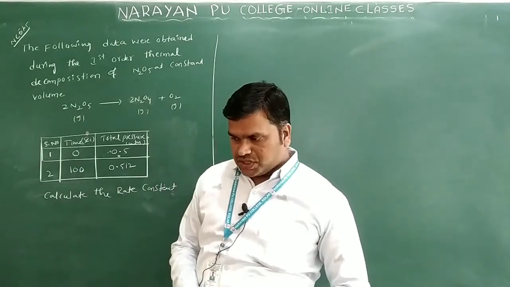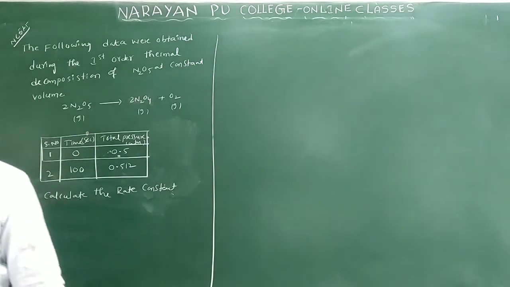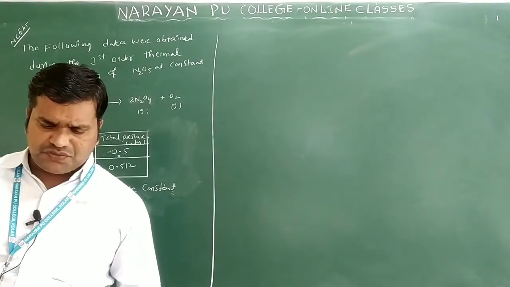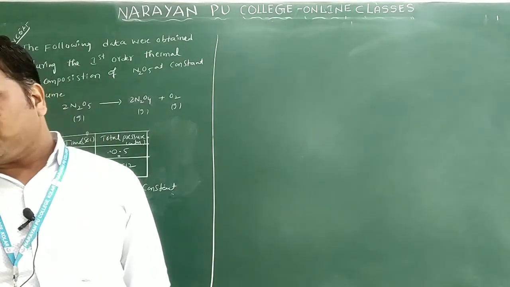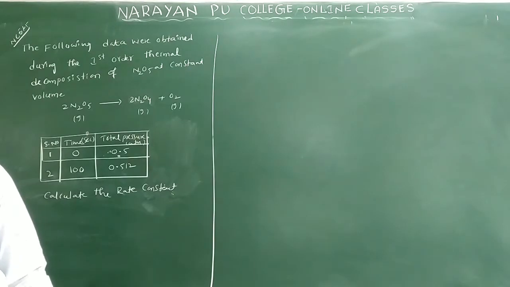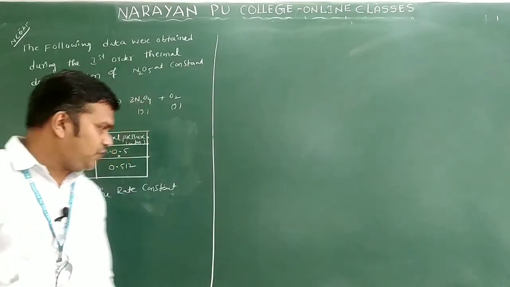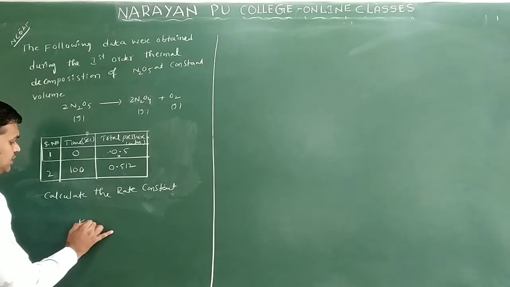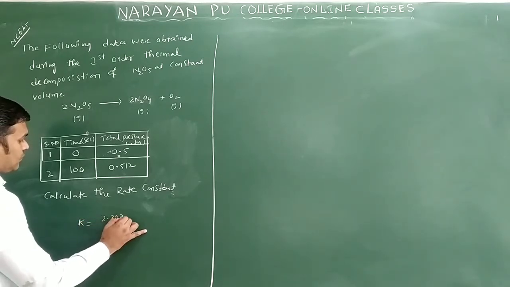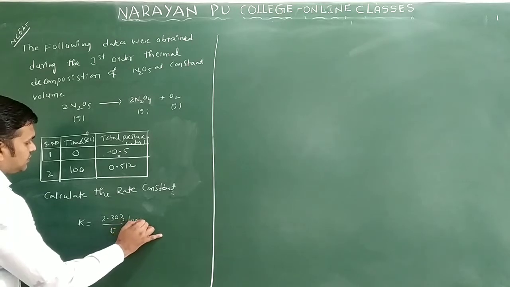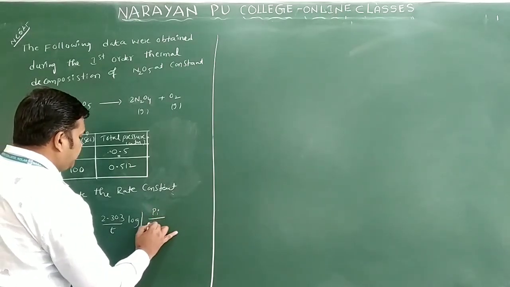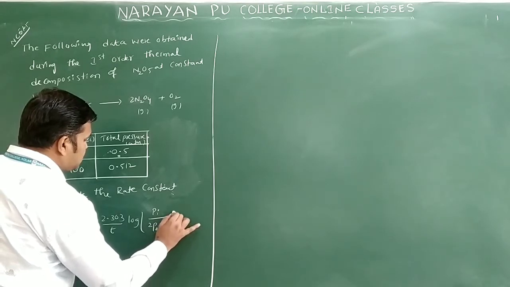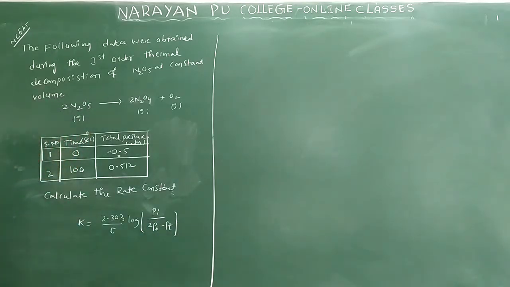In the previous episode, the last concept we completed gave us the formula for the gaseous phase of a first order reaction. K is equal to 2.303 by t into log P initial by 2 P naught minus P total. This is the formula you got.